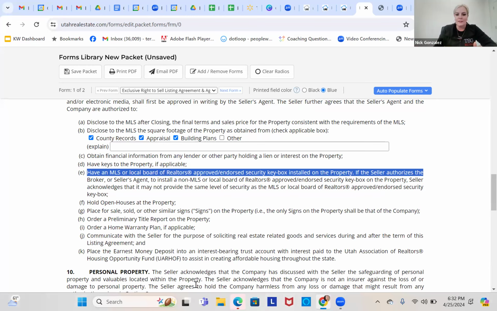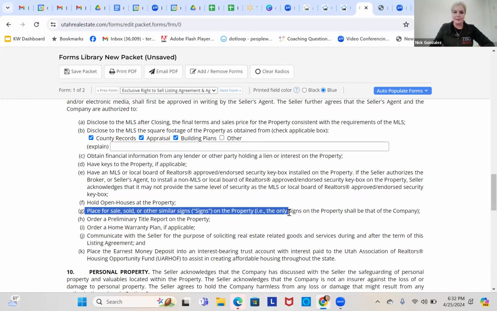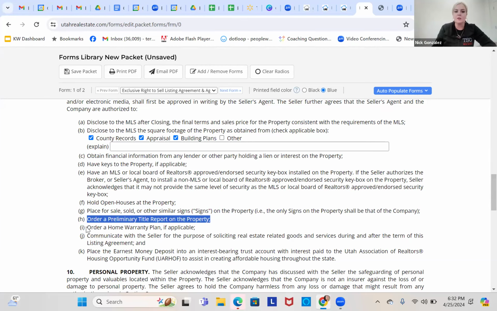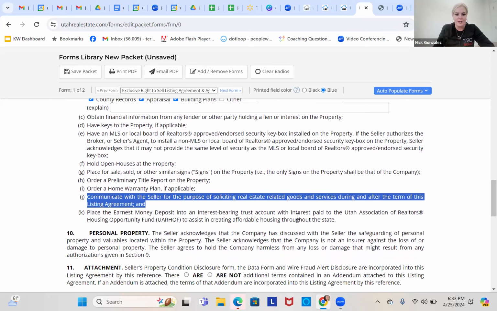They are authorizing us to hold open houses on the property. They are authorizing us to put up for sale signs, sold signs, anything like that, unless of course it is in an HOA that doesn't allow that. We can order the preliminary title report and order a home warranty if we want to. And then this one says that they do allow us to communicate with them for the purpose of soliciting real estate goods and services. So this is helpful if they're on the do not call list or something. They are allowing us to communicate with them for the purpose of selling real estate.